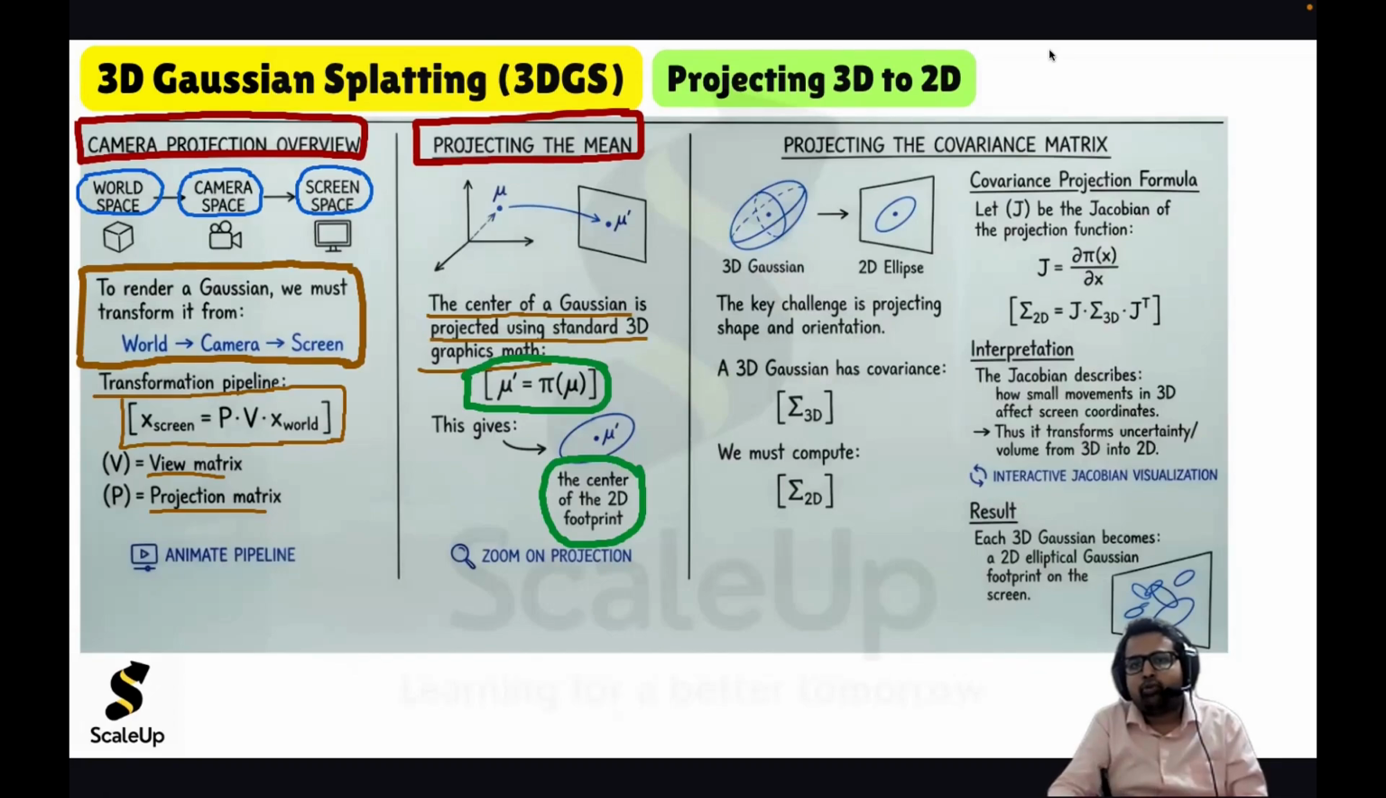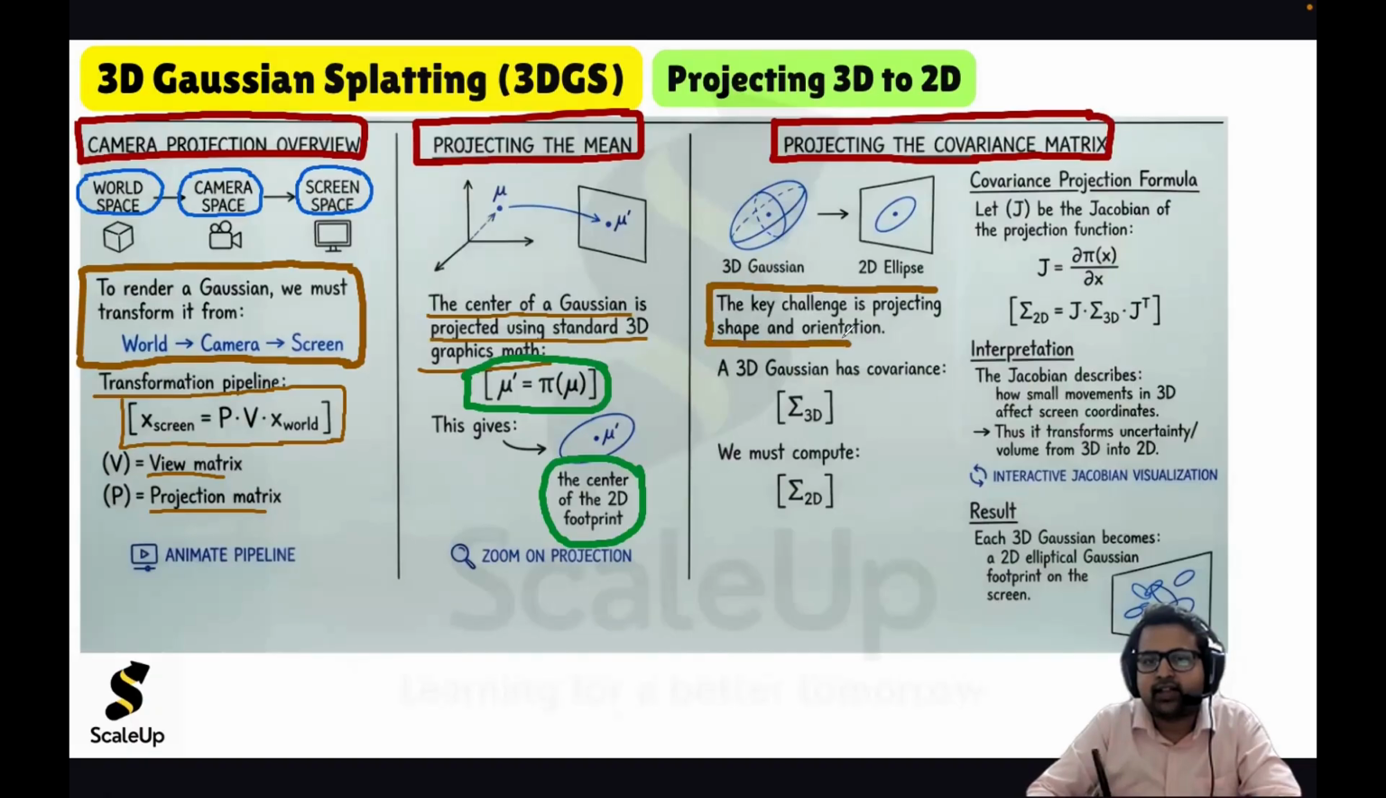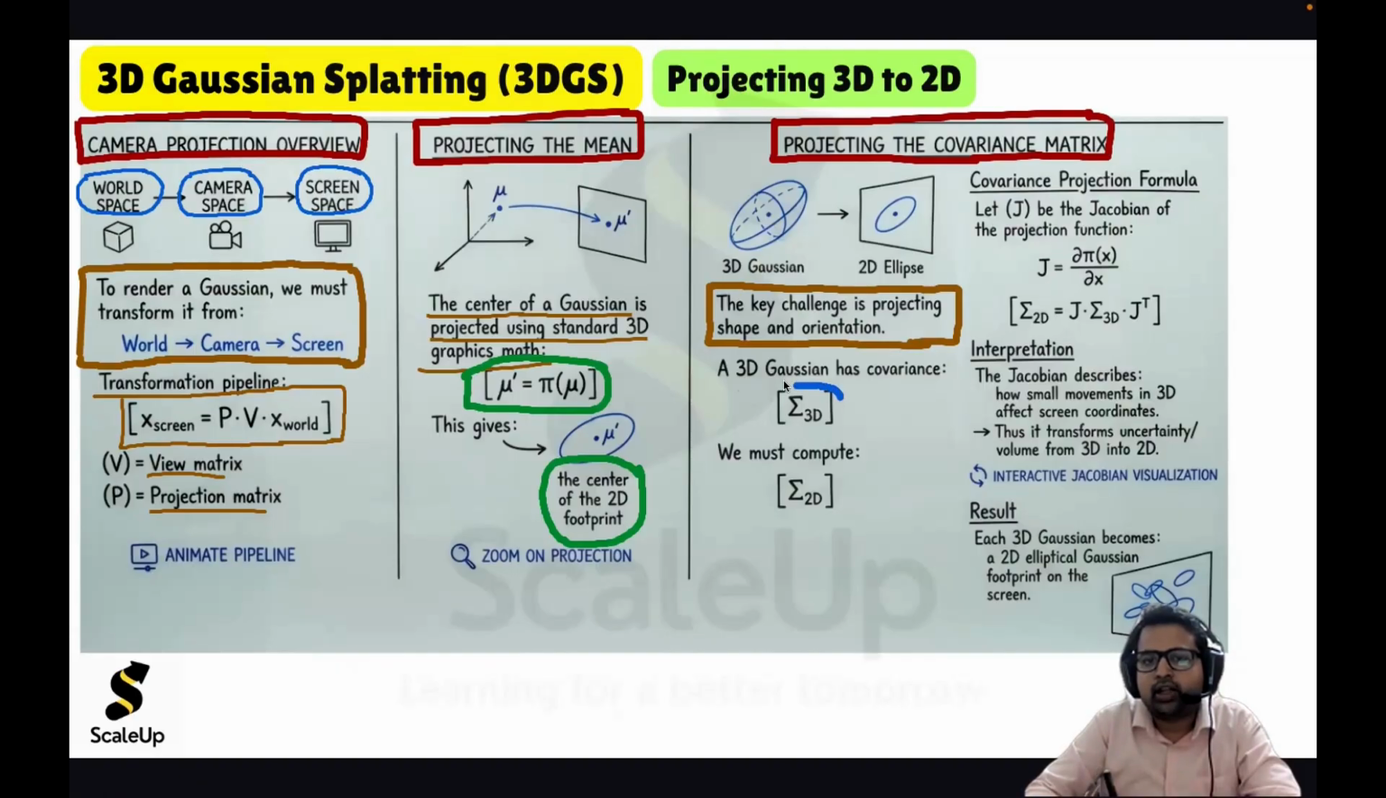Now, if we talk about projecting the covariance matrix, it is a bit challenging, because projecting the covariance matrix means we are projecting the shape and orientation. It's challenging to project the shape and orientation. So see, we already have a 3D Gaussian covariance, and we have to compute the 2D Gaussian covariance.